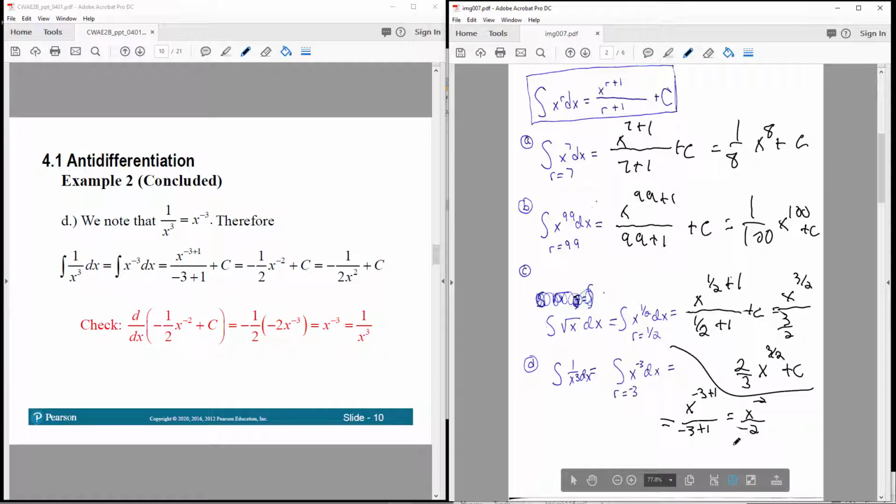And since that's a minus 2 there, I end up with negative 1 over 2x squared plus c. Everybody can see that there. So that's how I got that one using the power rule.